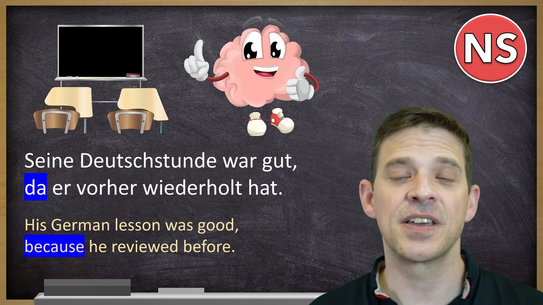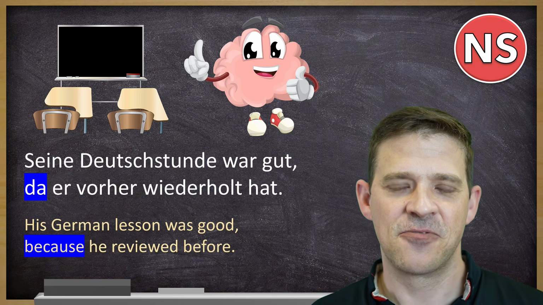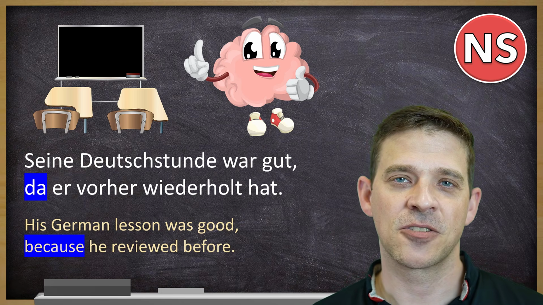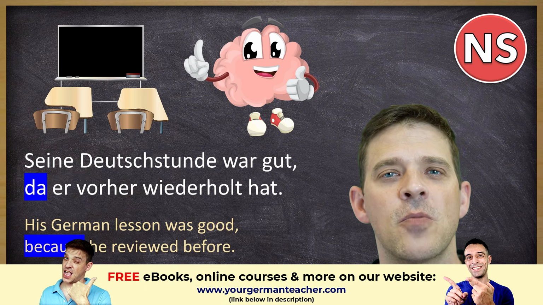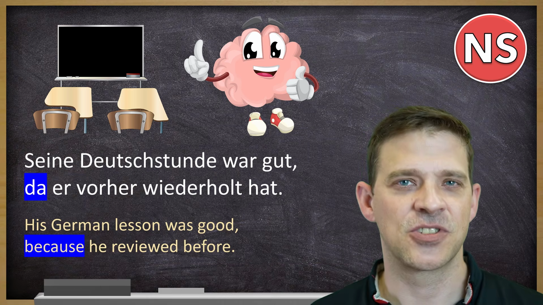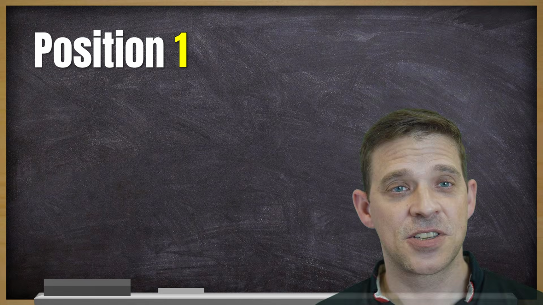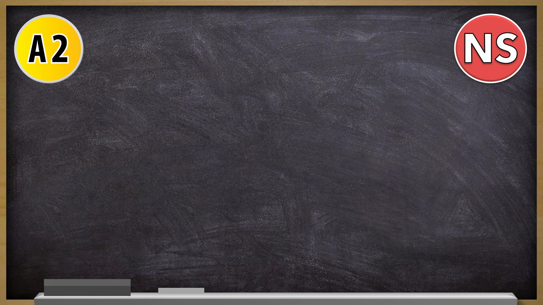When they learn something, they should also review it. It's a very, very important part of learning German as well. Whenever you had a German class, go home and review it. Whatever you've done, review it. It makes a huge difference. Position auch hier 1. Seine Deutschstunde war gut, da er wiederholt hat. Auch hier ein Perfektsatz. Therefore, this hat, the conjugated auxiliary verb, is at the end.